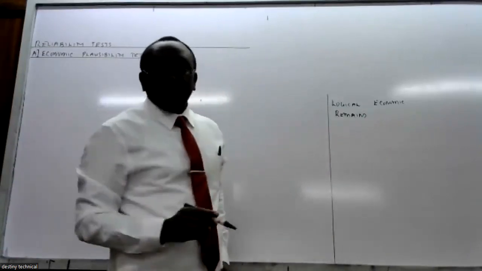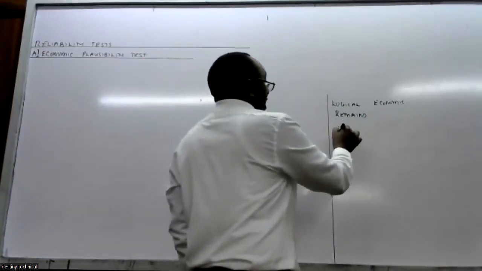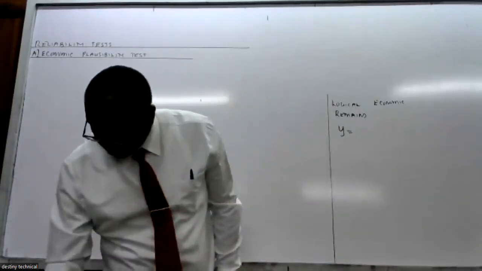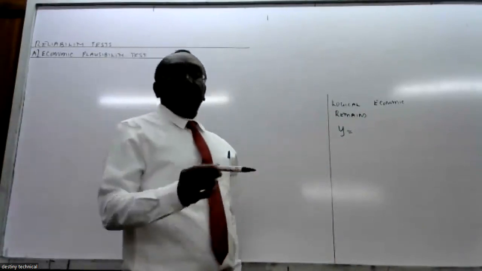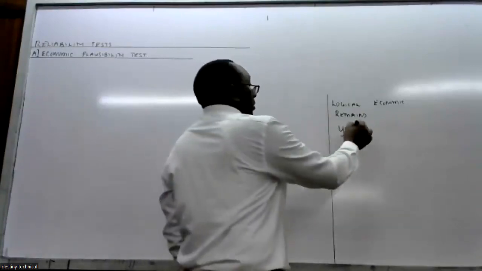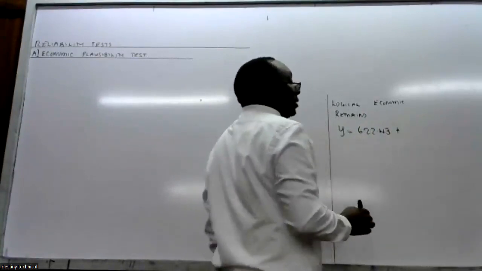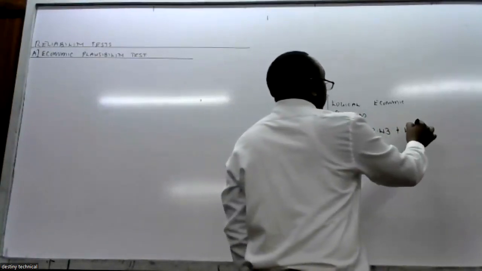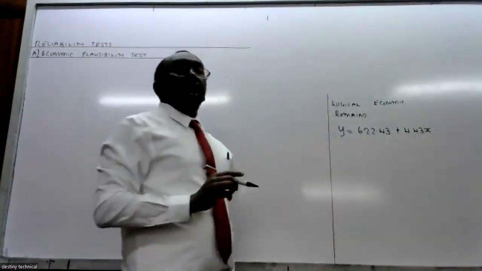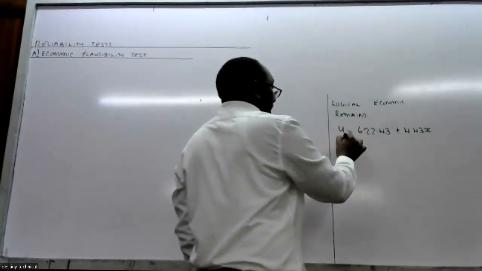So, in our case here, we developed an equation which was found to be y equals to, everybody tell me, what were the values? The value for a: 622.43, plus 4.43x. Good.